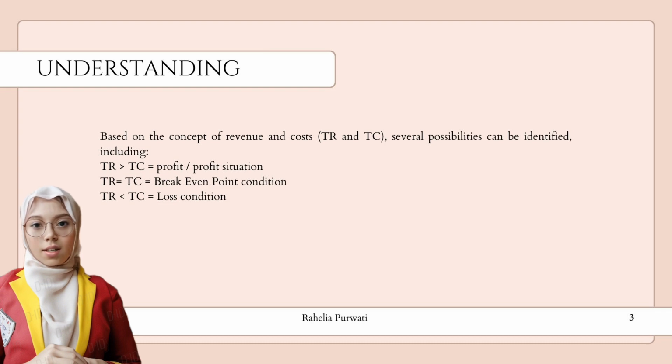In analyzing costs, it is generally inseparable from analyzing revenue or total revenue. The definition of revenue or receipts is all income received from the sale of goods at a certain price level. Mathematically, total revenue is formulated as follows. TR equals PQ. TR equals total revenue. P equals price of goods. Q equals number of goods sold.